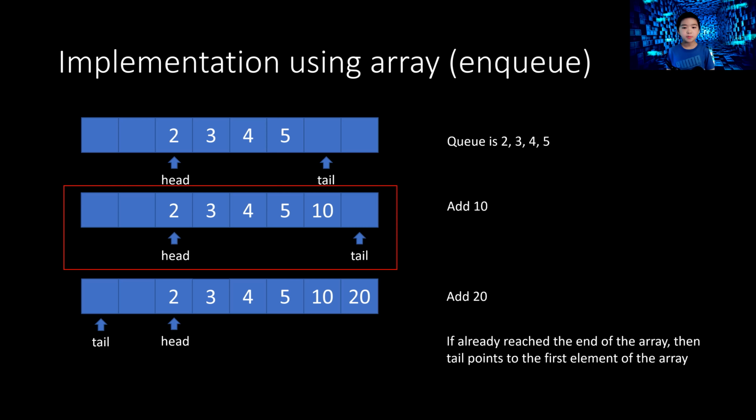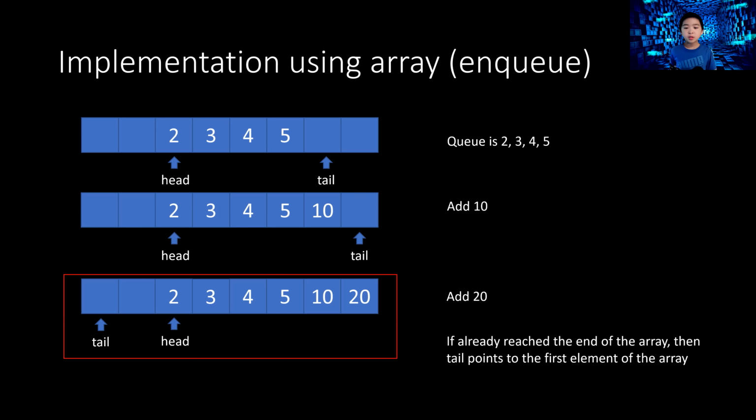If we add a new item 10 to the end of the queue, it will take the position where the tail index is pointing to. Then the tail index will move one step to the right. Now here's the tricky part. What if the tail index is already pointing to the last position in this array? In this case, it will wrap around and start from the first position if that position is empty. This wraparound can be implemented using the modulus operator. We will see that in the code shortly.